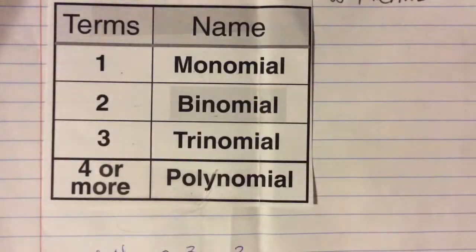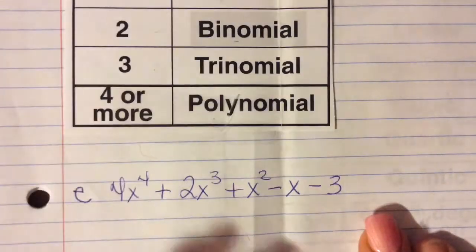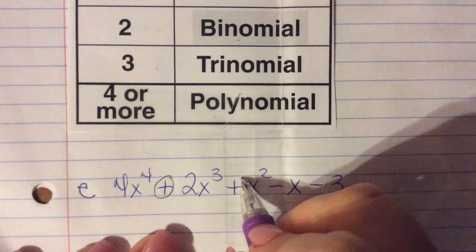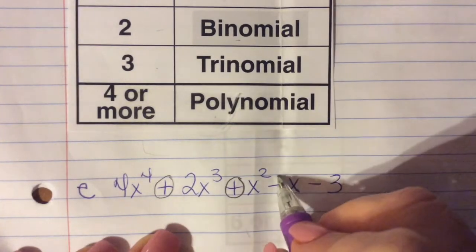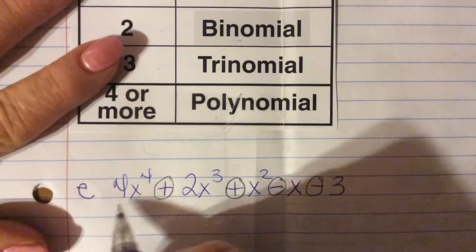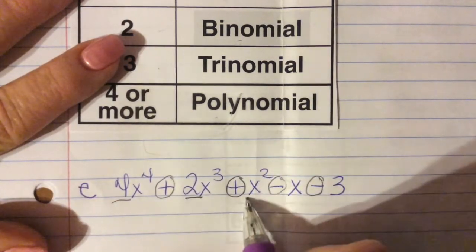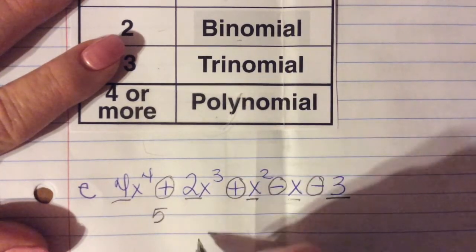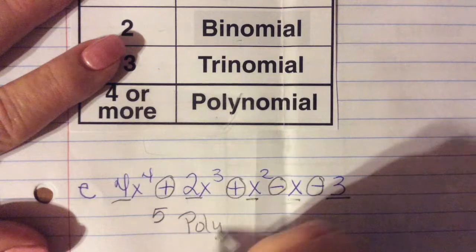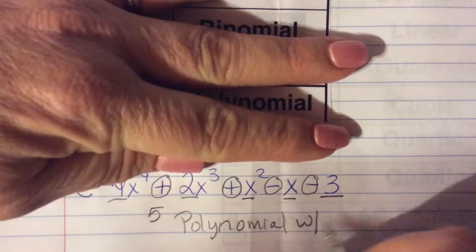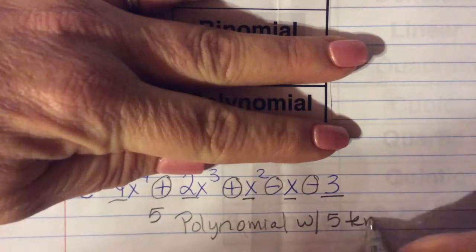Let's take a look at one more. I have an E down here. First look how many terms. I've got an addition, another addition, a subtraction, and another subtraction. So now I have 1, 2, 3, 4, 5 terms. So once again, this is a polynomial with 5 terms.